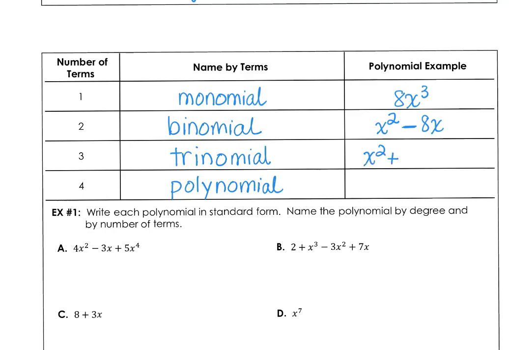And we want a three-termed polynomial and four or more terms to get a polynomial.